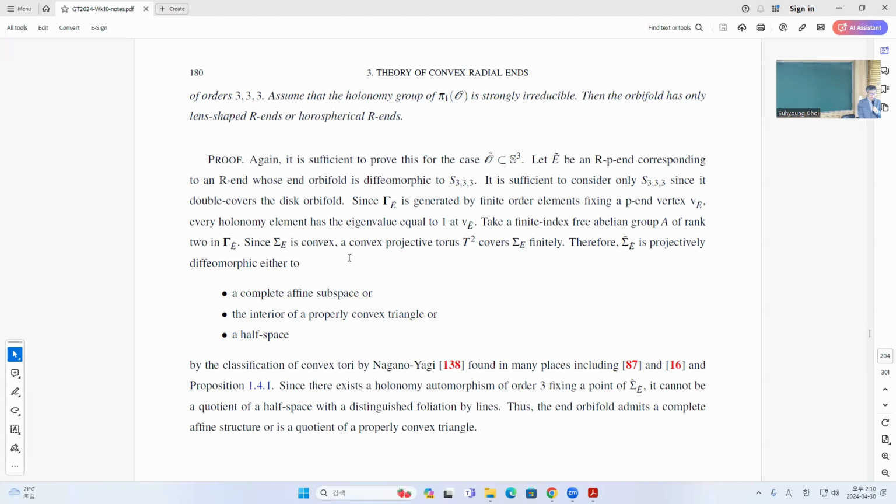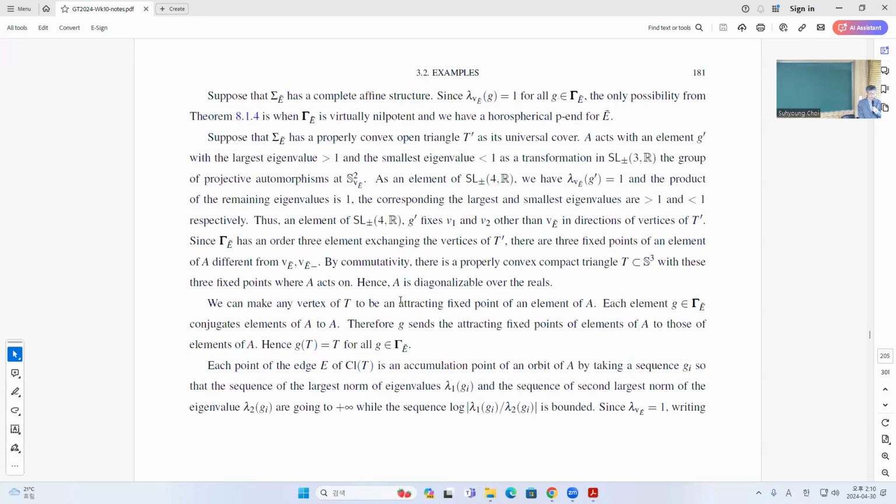So if sigma E is convex, then the convex torus covers this, and then this is just a complete affine plane or convex triangle or half space. So this is obtained by some classification of such things by Nagano and Yagi. And so because there's an order three automorphism, this half space case doesn't happen. So we have only these two cases.